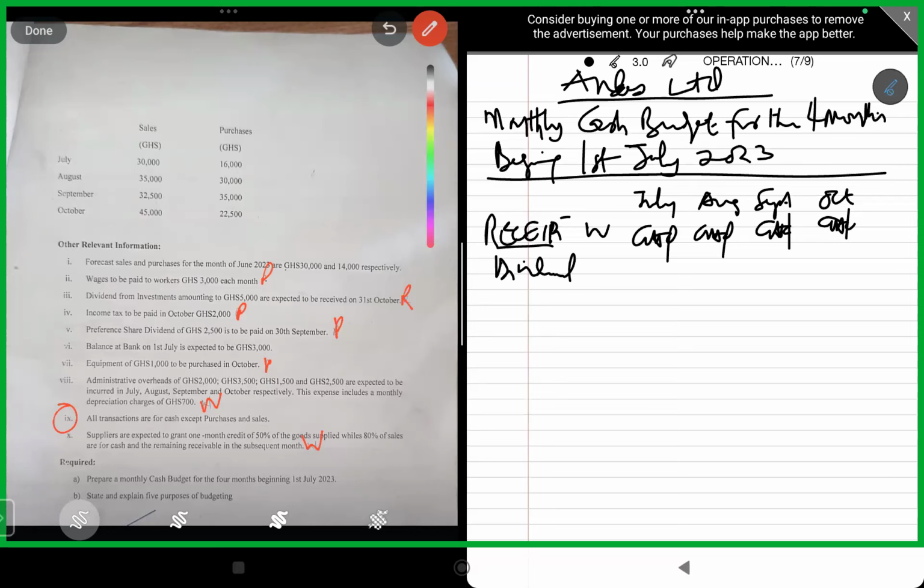There's no need for working. So which month was the dividend received? October 31st. So October 31st means the end of October, right? Yes, please. So 5,000. We write the 5,000 here.